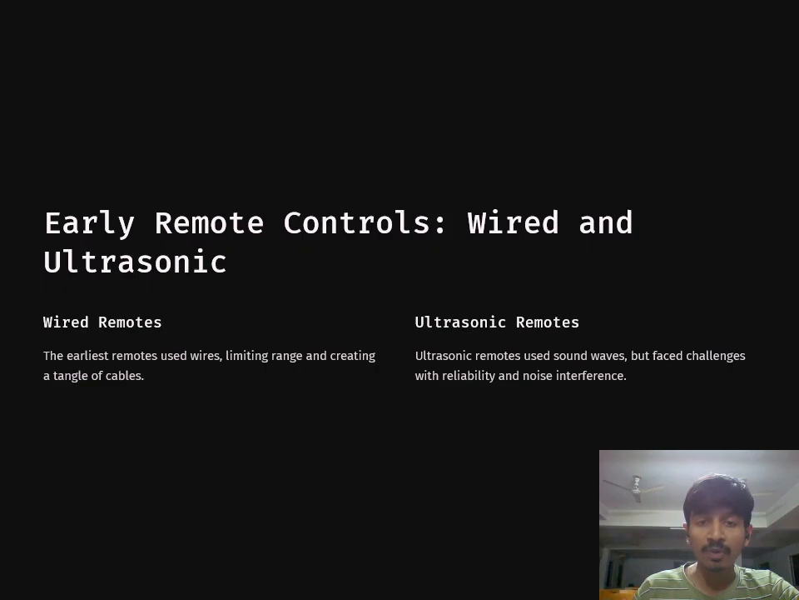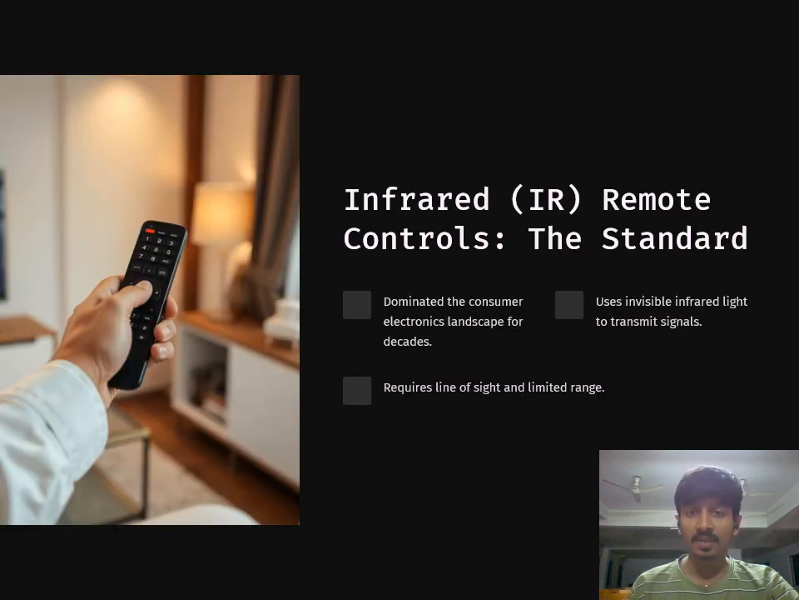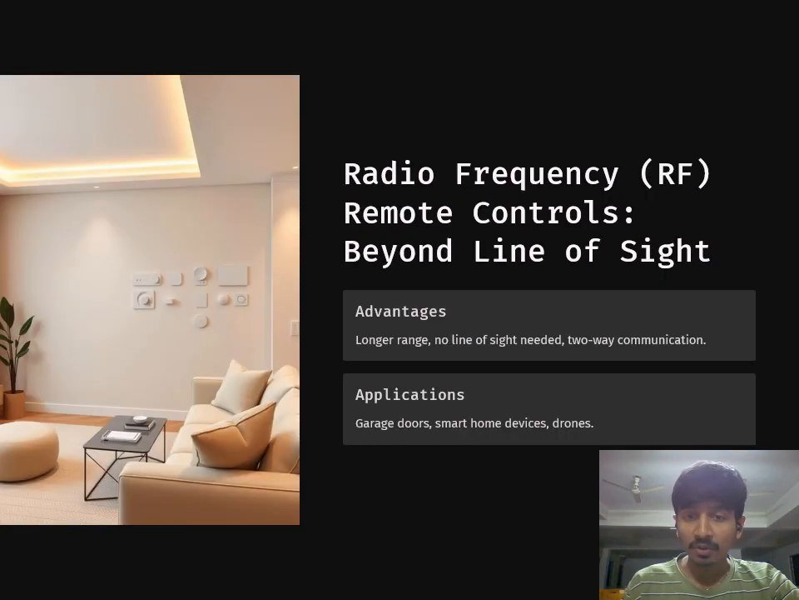The earliest remotes used wires, limiting range and creating a tangle of cables. Ultrasonic remotes use sound waves but face challenges with reliability and noise interference. Infrared remote controls dominated the consumer electronics landscape for decades. They use invisible infrared light to transmit signals, requiring line of sight and having limited range. Radio frequency remote controls: the advantages of radio frequency remote control are longer range, no line of sight needed, and two-way communication, used in garage doors, smart home devices, and drones.